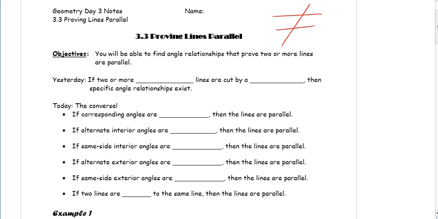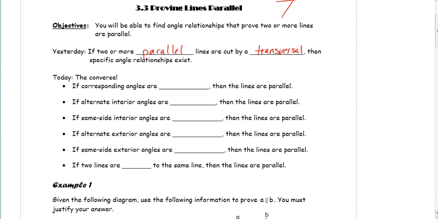So again, yesterday was if two or more parallel lines were cut by a transversal, then we knew that those angles had certain relationships. Either they were congruent to each other or they were supplementary. They added up to 180. It was one or the other. So today we're actually going to do the converse of that. And thinking back to Unit 2, converse means we flip the hypothesis and conclusion.